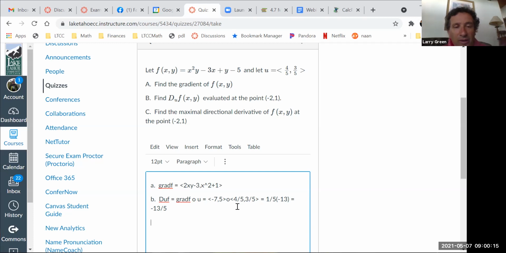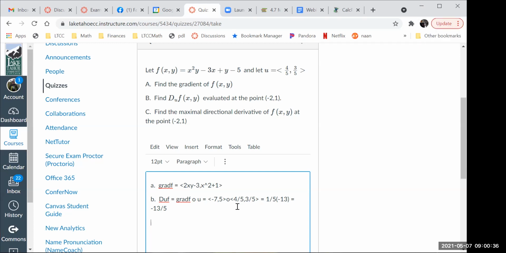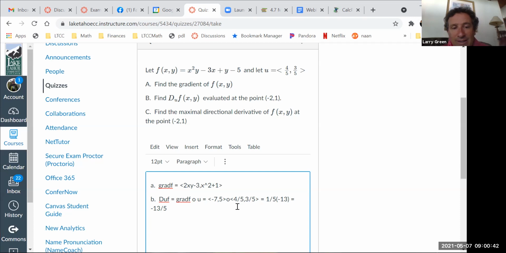Okay, so part C is find the maximal directional derivative of f of xy at the point -2, 1. What's the big theorem about the maximal directional derivative? It's the magnitude of the gradient. Yeah, so what we do is we find the magnitude of the gradient. At the point -2, 1, we've already found the gradient. So the gradient is -7, 5.